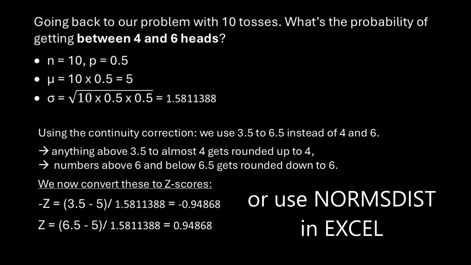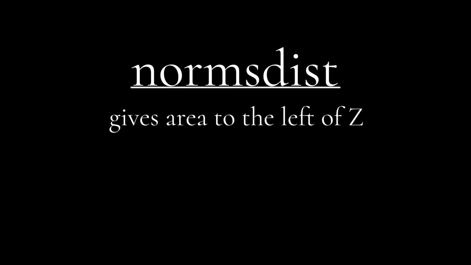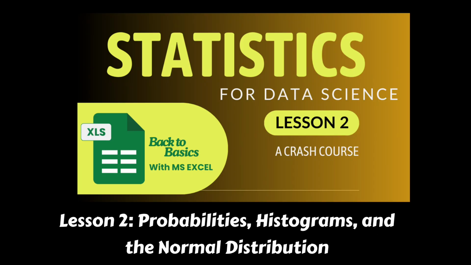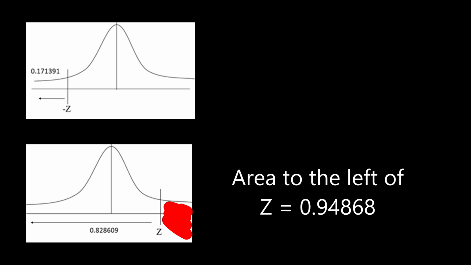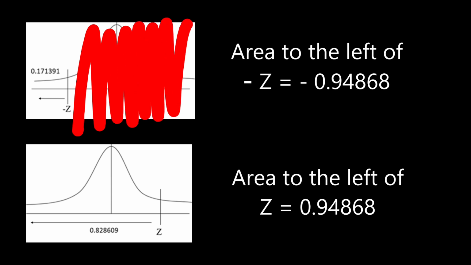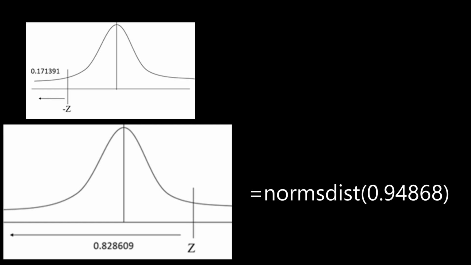We'll find the probability using NORMSDIST in Excel. Remember that in Excel, NORMSDIST gives a one-tail probability to the left of z. So kindly check our statistics crash course where we discuss all about this. Anyway, so we do the following. We get the area to the left of z equals 0.94868 and subtract by the area to the left of negative z, negative 0.94868.